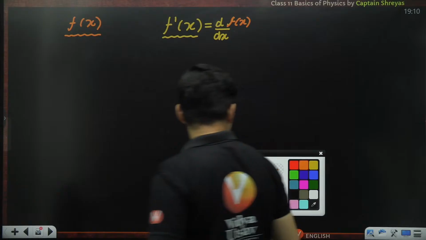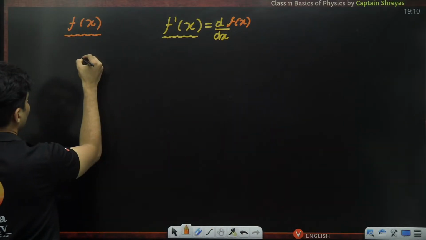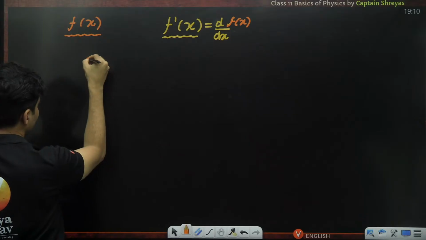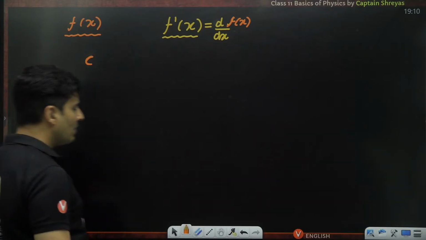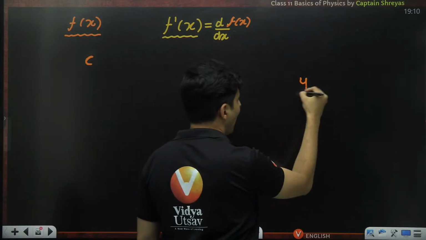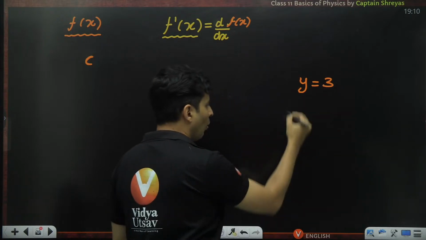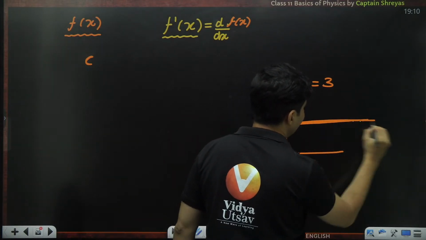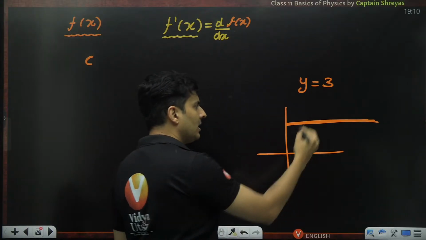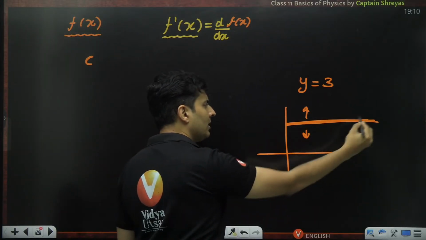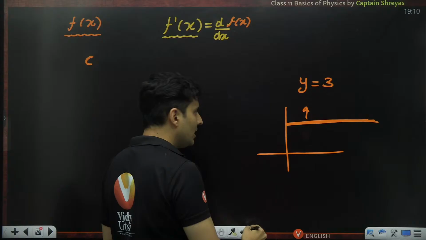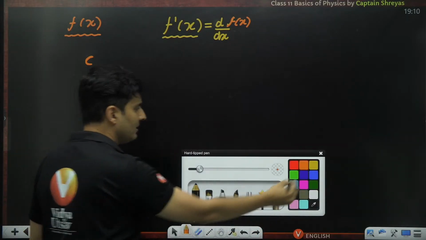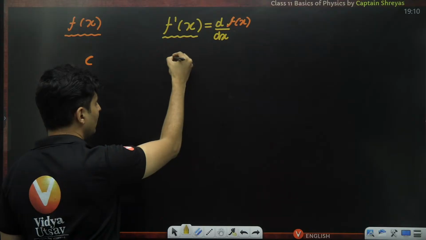So, what is it, guys? Observe carefully. If you have a function which is basically a constant. Imagine, I tell you, y is equal to 3. Y is equal to 3 means the graph will be a straight line like this, parallel to the x-axis. It's neither going up nor going down. The tangent drawn is horizontal, so the slope will be 0. So hence the derivative will also be 0.